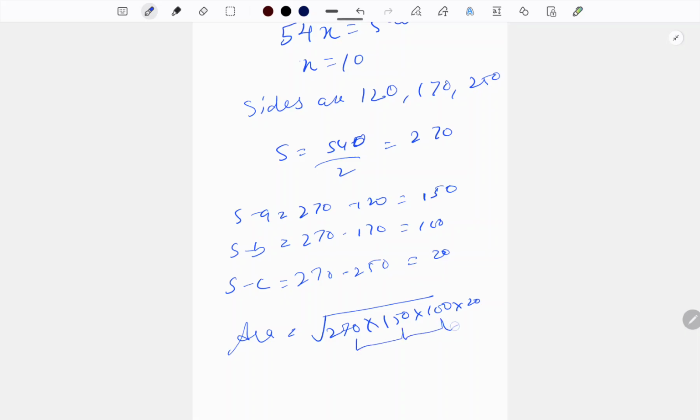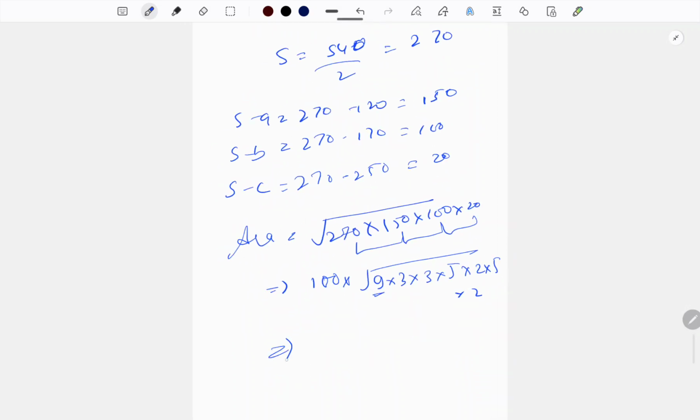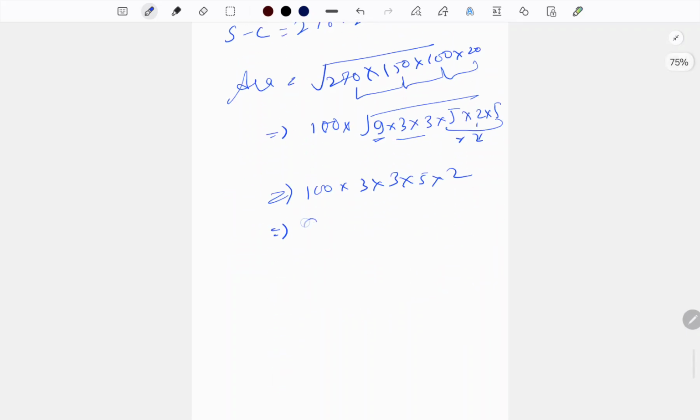Now 4 ones will come here, it will come 100. Okay, now we will be left with 27, 9 into 3 into 3 into 5 into 2 into 5 into 2. Now 9, 3 will come, 100 into 3. This pair of 3 will come, this pair of 5 will come, this pair of 2 will come. It will come 9 5s are 45, 2s are 90, and 90 and 100 is 9000 centimeter square is the area of triangle for which ratios were given.